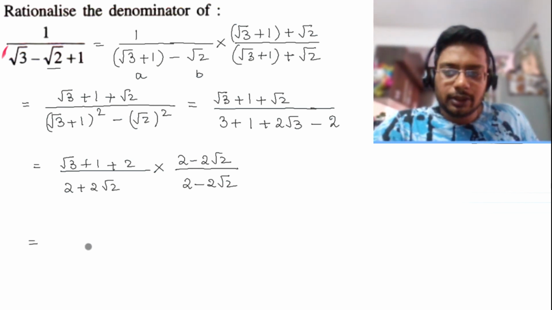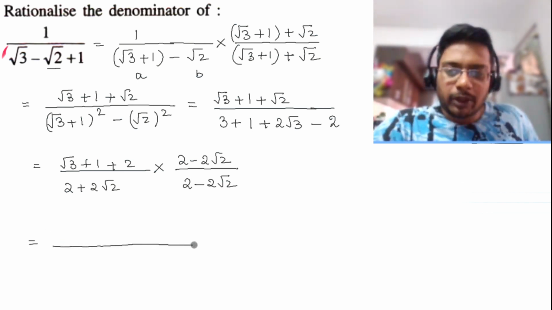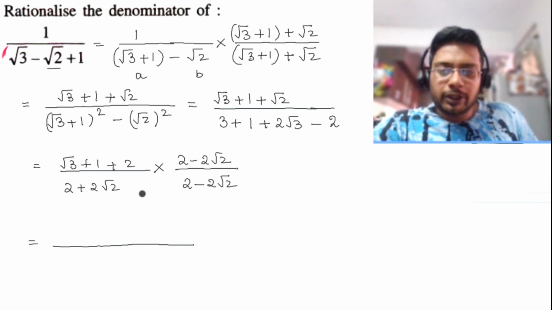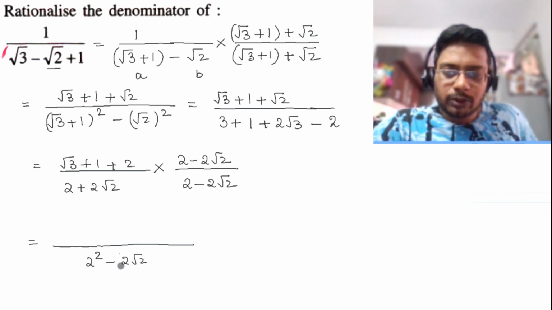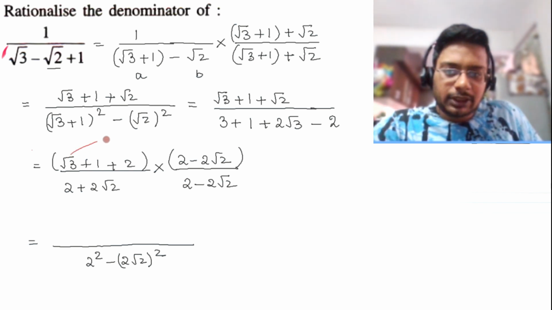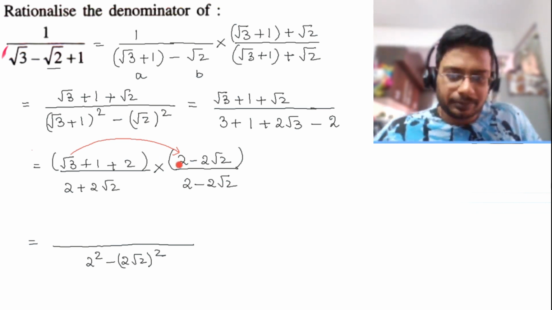Now see, the denominator will be quite easy. 2 plus 2 root 2, 2 minus 2 root 2, so 2 square minus 2 root 2 whole square. How do we multiply this? First term with the first term. Root 3 multiplied with 2. What's the answer? 2 root 3.